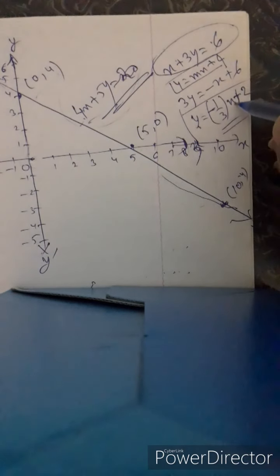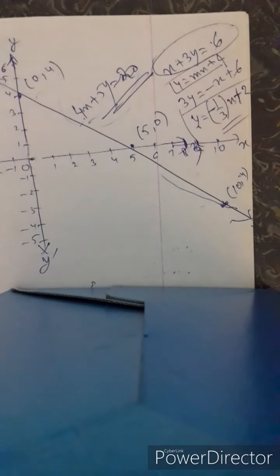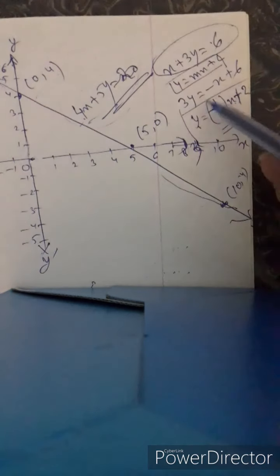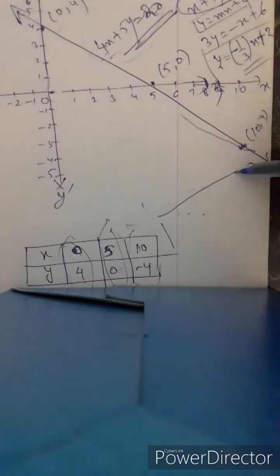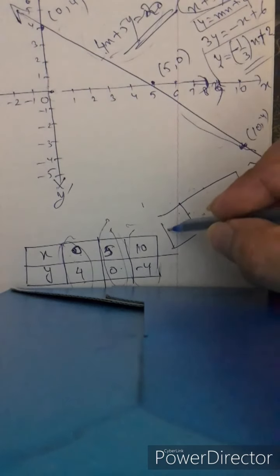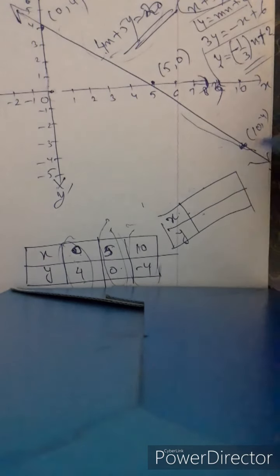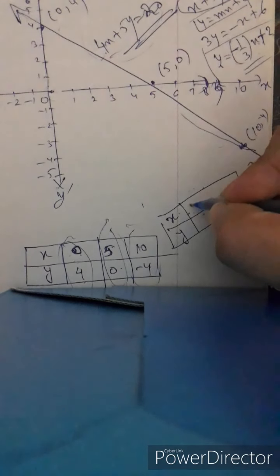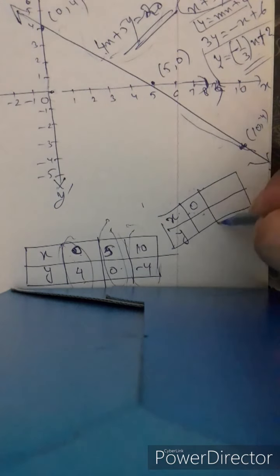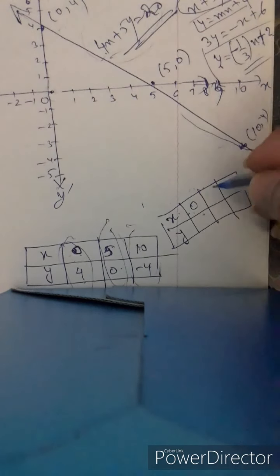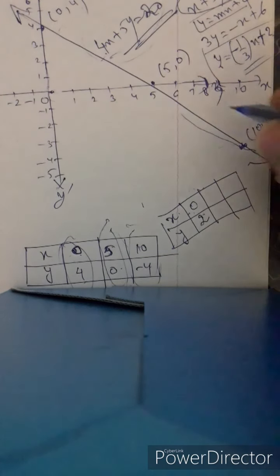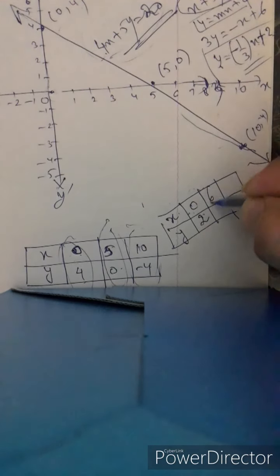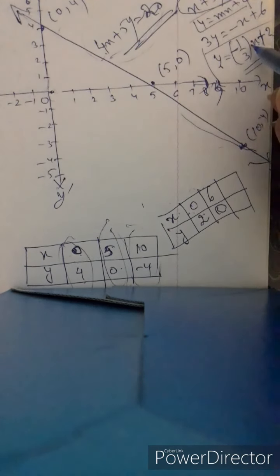Now taking random values of x and finding values of y for this equation, y equals minus 1 by 3 x plus 2. Suppose we take x as 0, then y becomes 2. Suppose we take x as 6. What does y become then? 6 divided by 3 is 2, 2 minus 2, it becomes 0. y becomes 0.